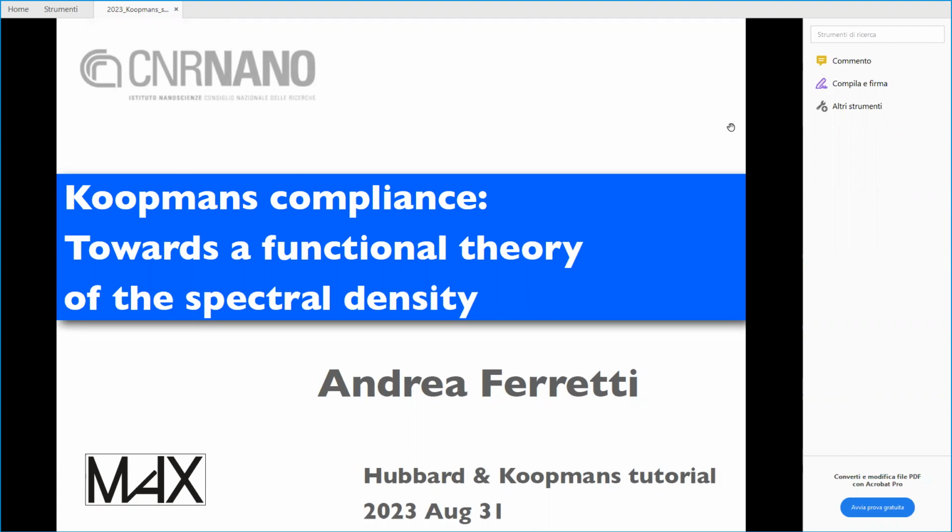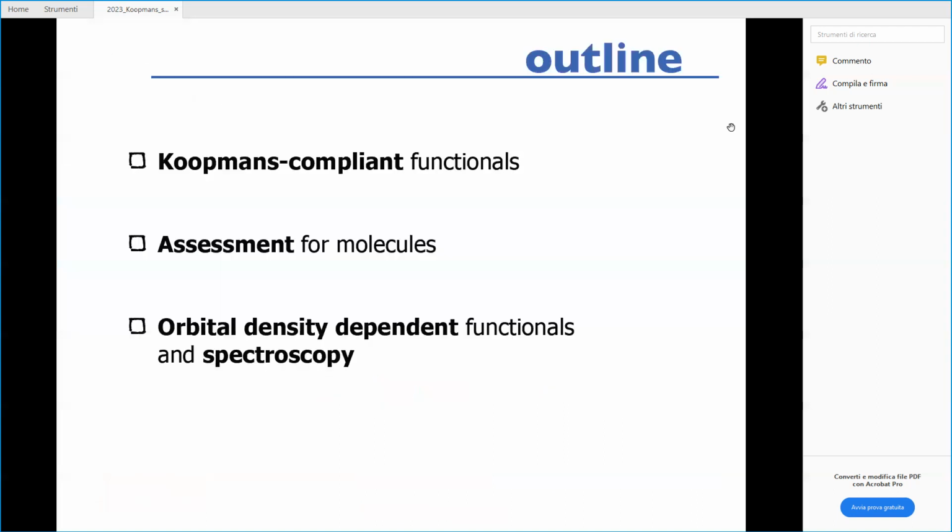So this talk is a follow-up on Ismaila's presentation on some specific aspects. Here we will dig into the details of some aspects of the Koopmans functions, in particular their connection with a sort of a functional theory of a spectral density. So how can we use, and why, more importantly, Koopmans functions to predict spectroscopic properties. So here is the outline of the talk.